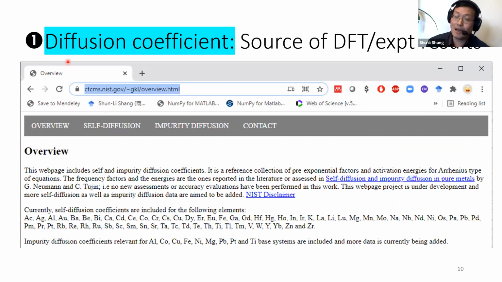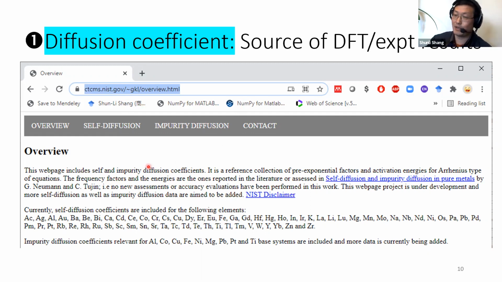And also, there is a lot of resource in the literature. This website is from NIST, from one of our previous postdocs. No, she's faculty in Sweden. They collect all the published self-diffusion and impurity diffusion data, both the measurements and also the DFT calculations.